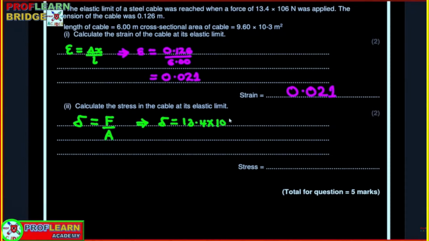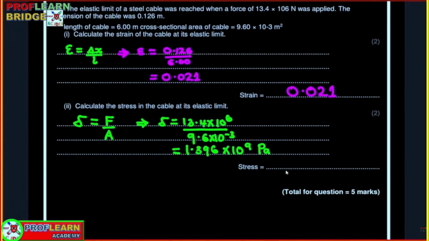First we are supposed to work out stress, and we have said stress is the force developed in a material when you try to stretch it or compress it. This is going to be 13.4 times 10 raised to power 6 divided by the cross-section area, which was 9.6 times 10 raised to power negative 3. Working it out, we're going to get our answer being equivalent to what? Let's work it out. 1.396 times 10 raised to power 9 pascals.